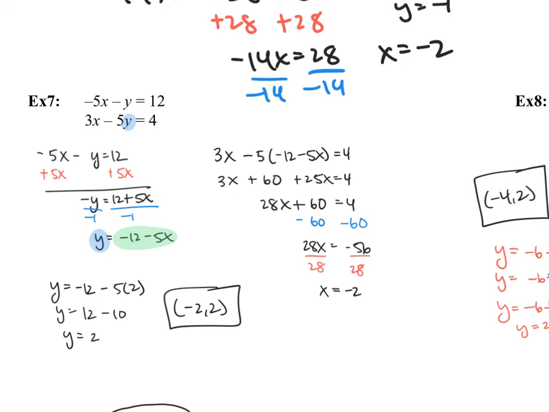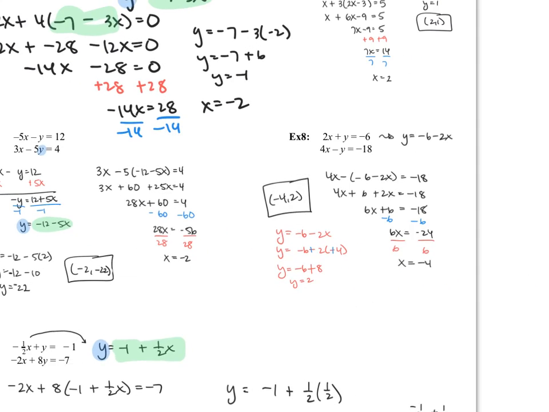I then went back to where y was isolated to get negative 12 minus 5 times 2. 5 times 2 is 10, and, I just realized I made an error, negative 12 minus 10 would actually be negative 22. And so this means that my solution should have been negative 2, negative 22. All because I forgot that negative sign.